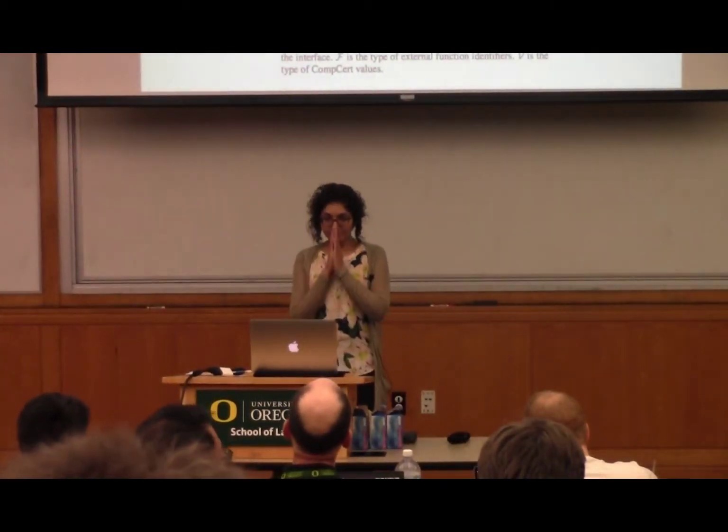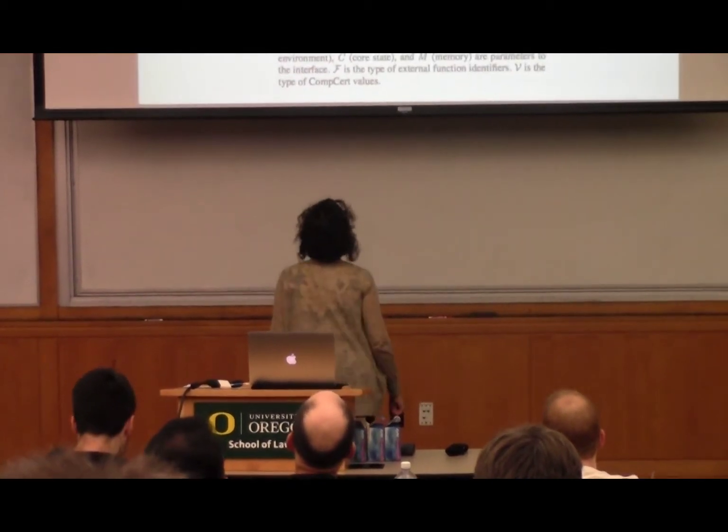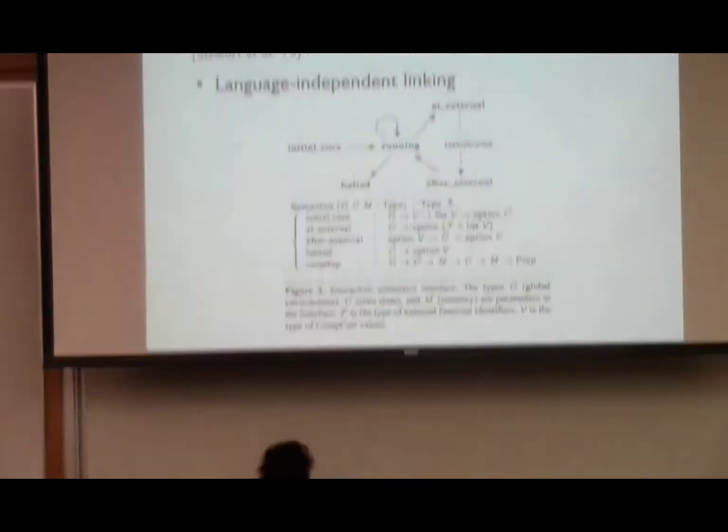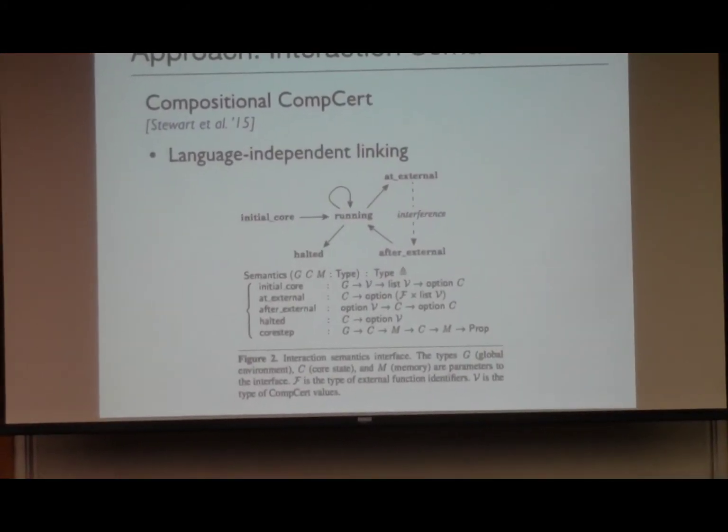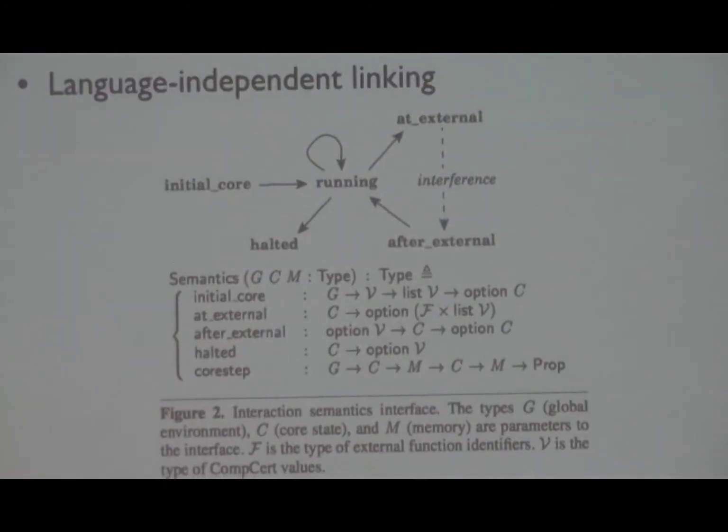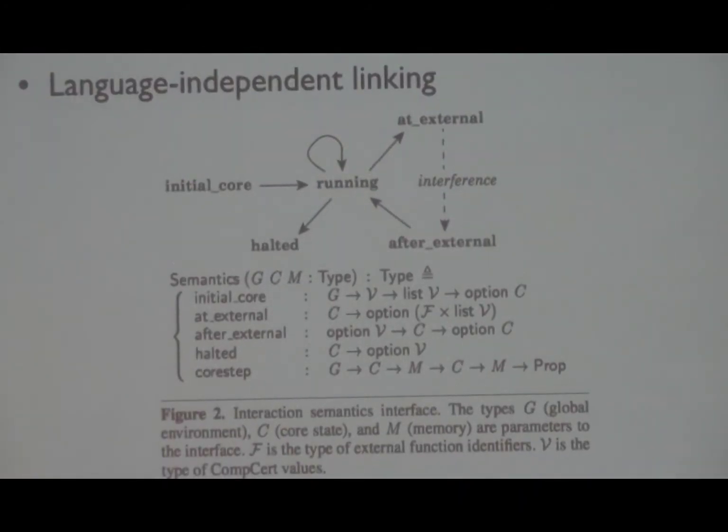Okay, so, all right, so back to CompCert. I want to call your attention to one thing. So, interaction semantics interface and whatever, but there is a V in here, which is the type of CompCert values, says the very last sentence of this figure caption. V is the type of CompCert values.